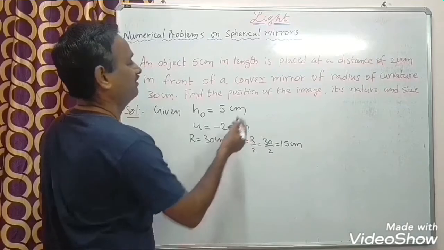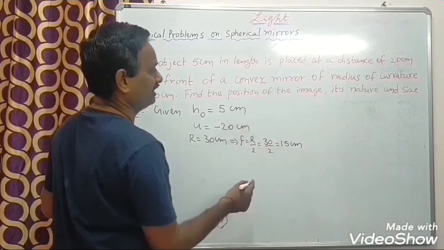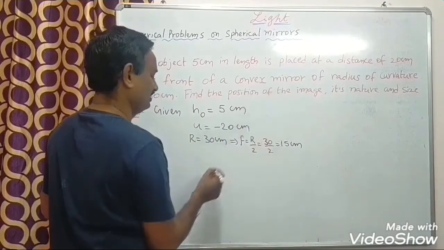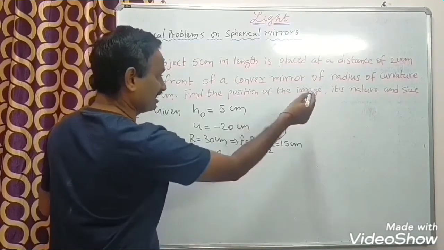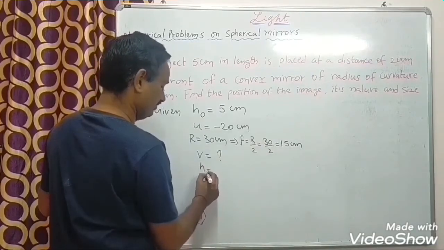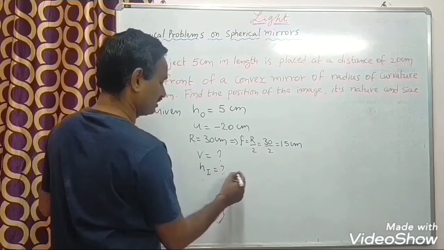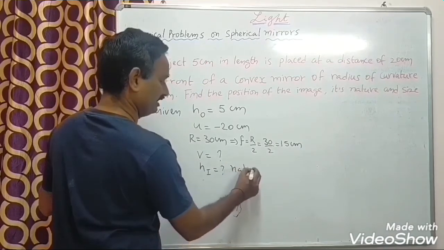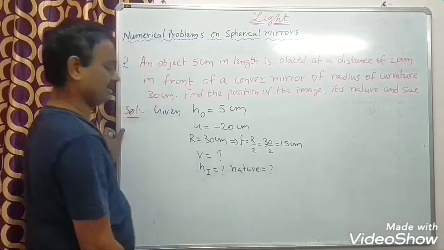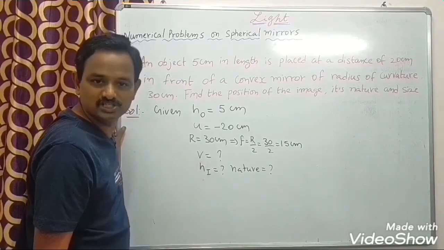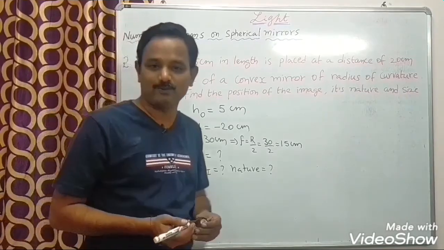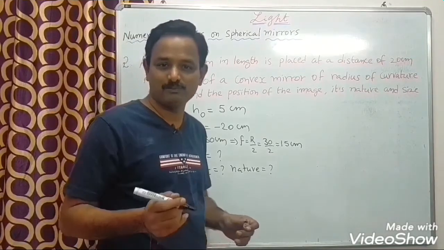Next, what have they given? Find the position of the image, its nature and size. So v equal to question mark, and you have to find its size: height of the image equal to question mark, and also the nature. Here, first we need to find the image distance by applying the mirror formula. Shall we apply now?